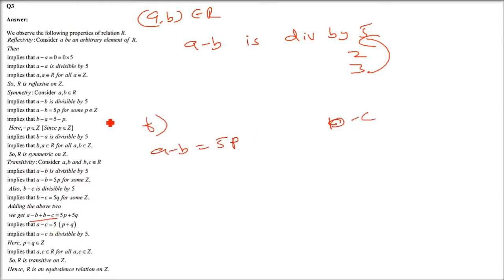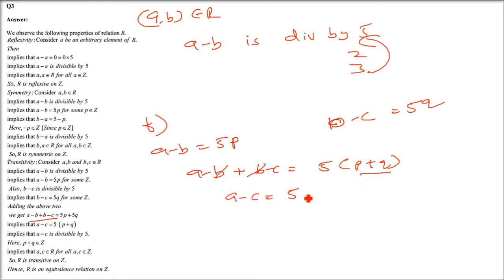I am just saying transitive because reflexive and symmetric you will be able to do, I hope. So I am just saying transitive. a minus b is 5p. b minus c is 5q. a minus b plus b minus c, I am just adding these two. So 5 into p plus q, I am saying p plus q is some constant. So just cancel b, a minus c, and this is going to be 5 into some constant. So it is divisible by 5. Same as the previous one, 2, 3, 5, it doesn't matter.